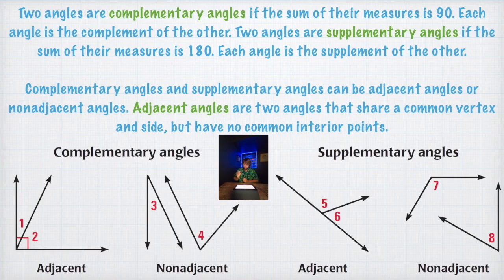Complementary angles and supplementary angles can be adjacent angles or non-adjacent angles. Adjacent angles are two angles that share a common vertex and side but have no common interior points. That's pretty simple. Adjacent angles are touching angles. Okay, they share a common vertex just like this. These are non-adjacent, non-touching. Supplementary, touching angles, they share a common vertex. Non-adjacent, not touching. Okay?